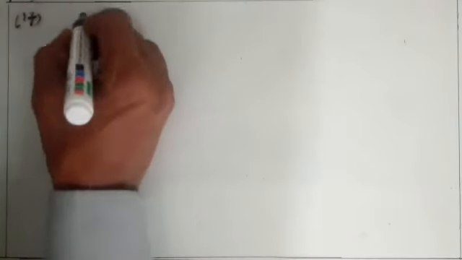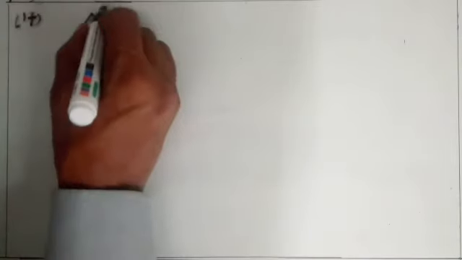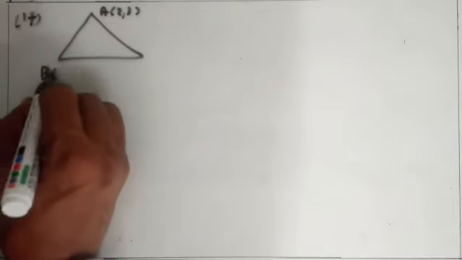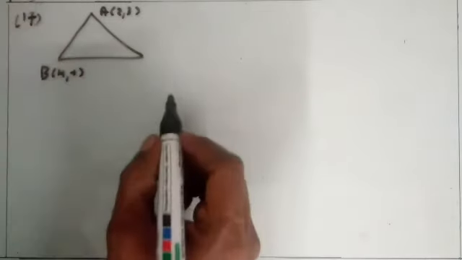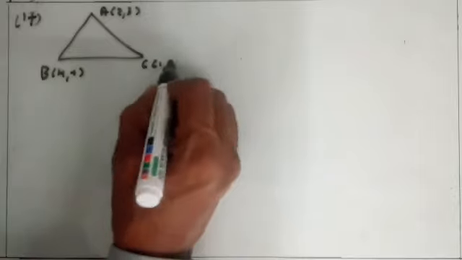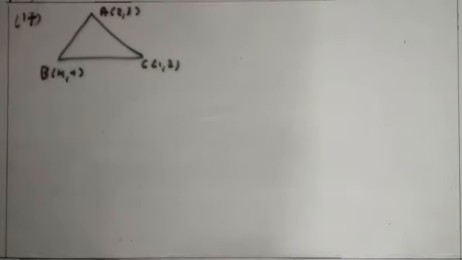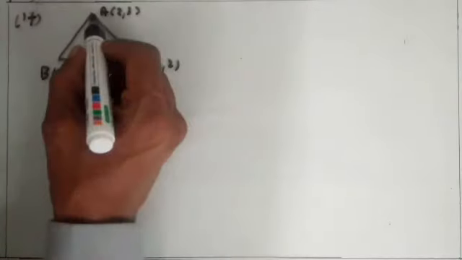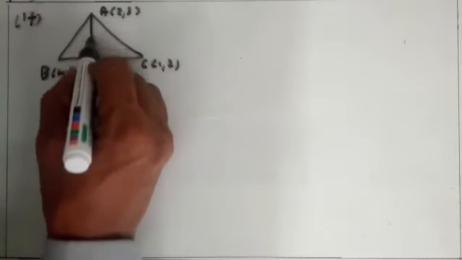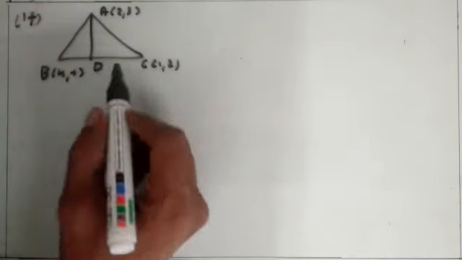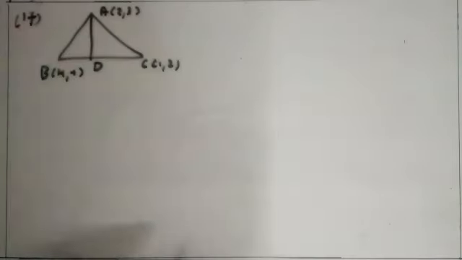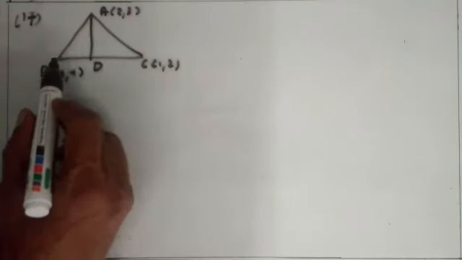In a triangle ABC with vertices A(2, 3), B(4, -1) and C(1, 2), find the equation and length of the altitude from vertex A. Let AD be the altitude from A to BC. First, find the slope of BC.